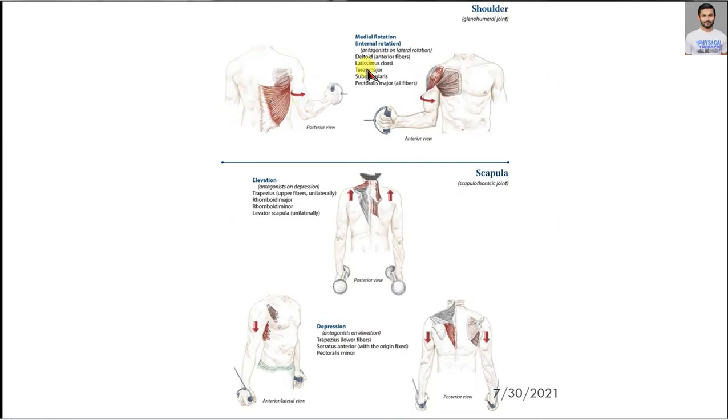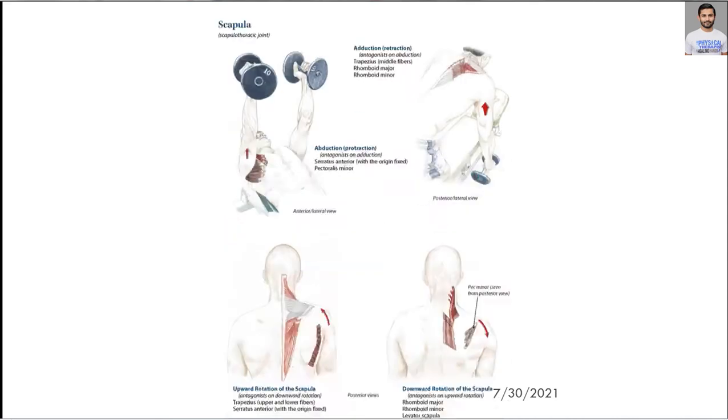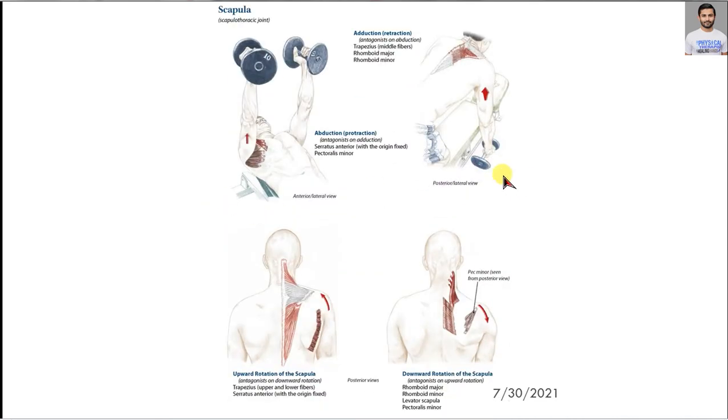Latissimus dorsi and the rest of the muscles, the upper trapezius and the levator scapulae can be seen, and the depressors are the lower fibers of the trapezius and the serratus anterior muscle. Again, these are the muscles for scapular adduction, scapular abduction, upward rotation of the scapula and downward rotation of the scapula.